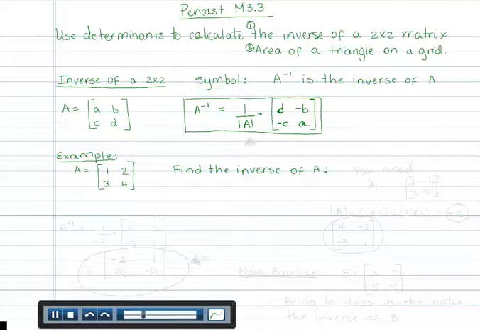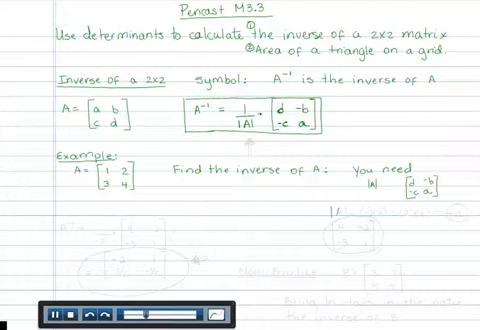So what do you do? You need two things in order to get the inverse of A. You need the determinant of A, and you need that matrix which has everything. You know, we talked about how we swap the A and the D, and the C and the B stay in the same place, but their sign changes. So you're going to need two things. I would just do a side calculation and then use it afterwards.